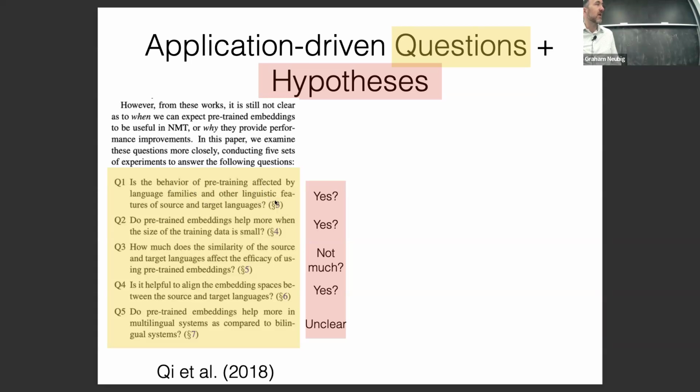We expected that the answer to this would be yes. It would vary across them. Do pre-trained embeddings help more when the size of the training data is small? We expected that this would be yes. How much does the similarity of the source and target languages affect the efficacy of using pre-trained embeddings? We didn't have a hypothesis about whether it would or not. And is it helpful to align the embedding spaces between the source and target languages? We assumed this would be yes. And do pre-trained embeddings help more in multilingual systems as compared to bilingual systems? We didn't have a good hypothesis about that a priori.